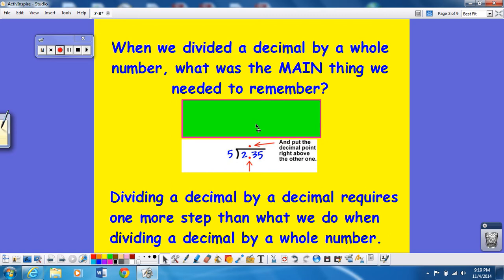Here it is. The main thing to remember is before you even start working the problem, you're going to put a decimal point. Bring that decimal point up. Well, we like to say bring that baby up. So dividing a decimal by a decimal requires one more step than when we divide a decimal by a whole number. So you've got one more step that we have to add in.